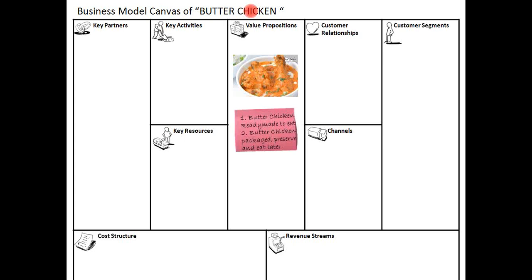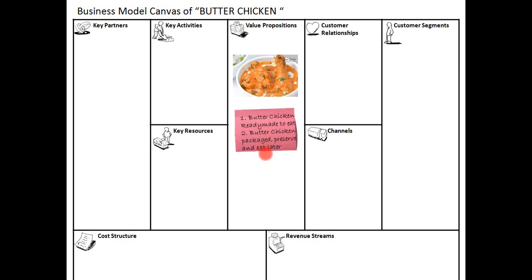So what is the value proposition that my venture is trying to give? It's trying to create a ready-made or ready-to-eat butter chicken, or butter chicken which can be packaged, preserved, and eaten later. That is the fundamental value proposition that I'm trying to provide to my prospective customers.